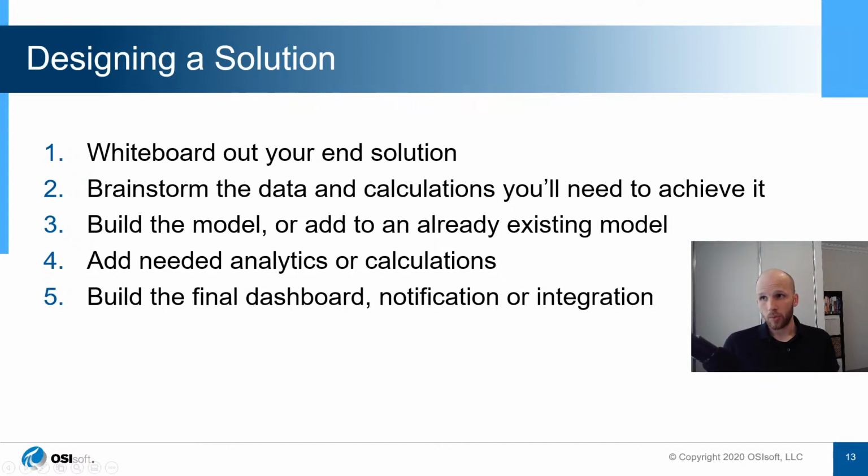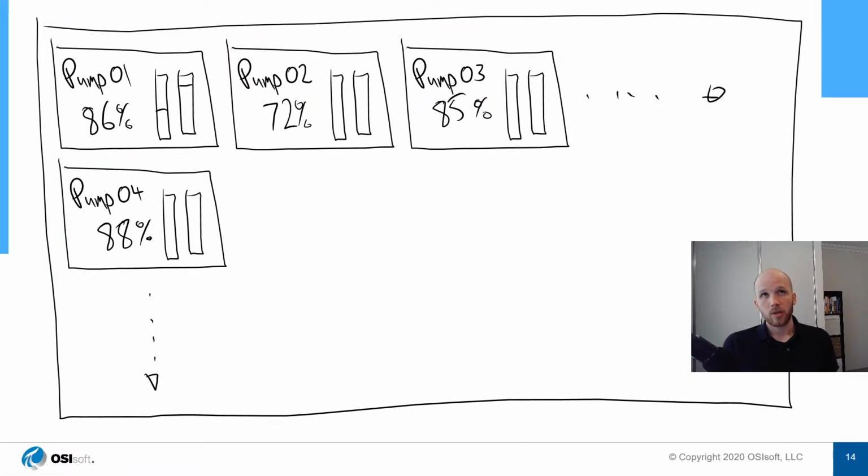So the first step here was to whiteboard out our solution. The very first thing to note when designing one of these is you need to talk to the users that will use the solution. There's no point in starting to build something that you think someone might use. It's best to talk to the users and the groups of people that will actually benefit from you building this solution. So here, I've imagined that I've talked to my maintenance engineers, and they've given me a rough drawing of what they want: just a stack of pumps with their efficiencies, color-coded, saying if they're above or below what's expected.